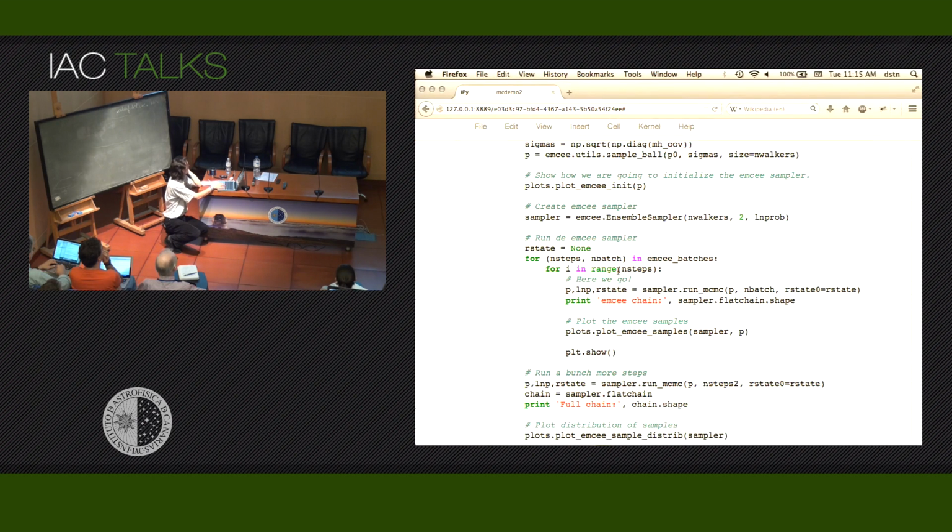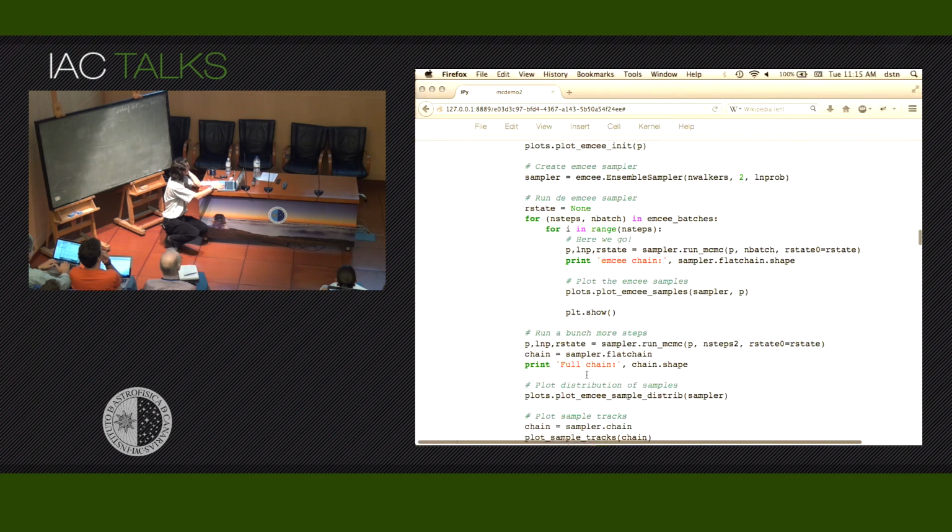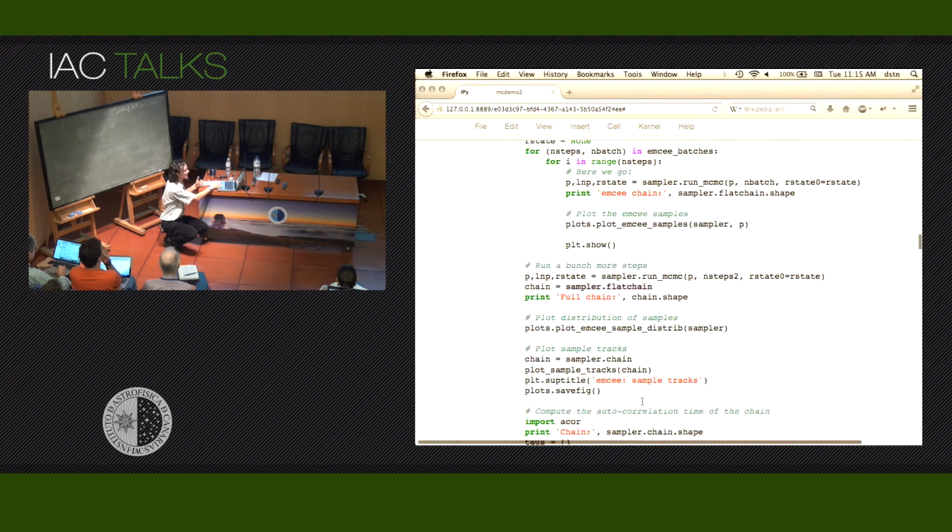So run that in a loop, and then once it's finished, the samples are all available in this sampler.flatchain property, so that you can plot their distributions, or plot their tracks, or do whatever other actual science you're doing, for example.